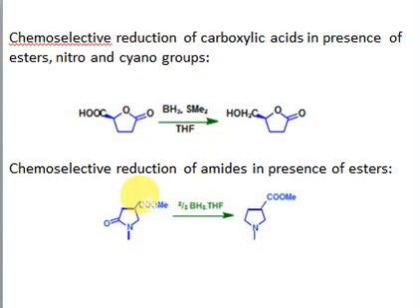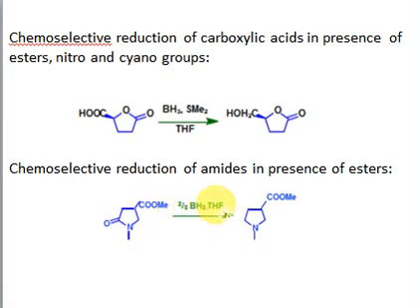Now we have two functional groups, both are carbonyl. We have an ester group and an amide group, right? We want to reduce the carbonyl of the amide group, and we do not want to affect the ester. Under these conditions we use BH3. You can see we are not using dimethyl sulfide, we are just using BH3.